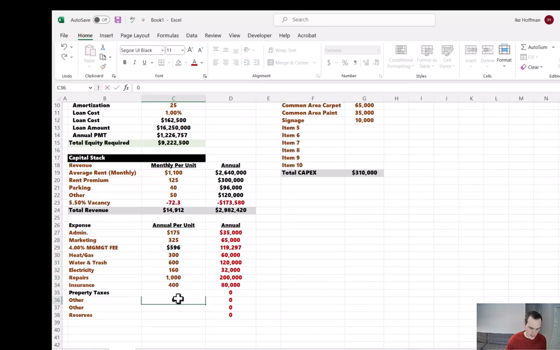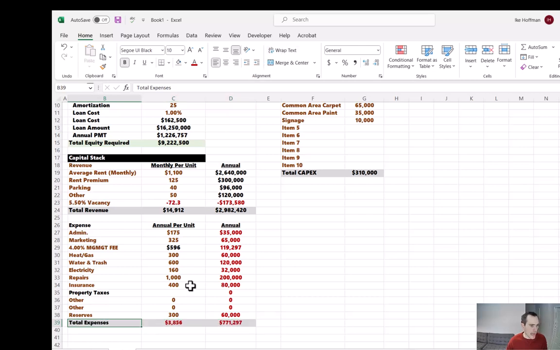There are some expense lines for other items. We're going to plug in zeros for now. And then reserves, we're going to be conservative and go with $300 per unit. Steal this format once again. And then we just need to sum these two columns.